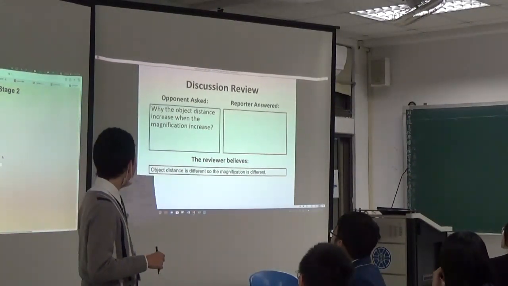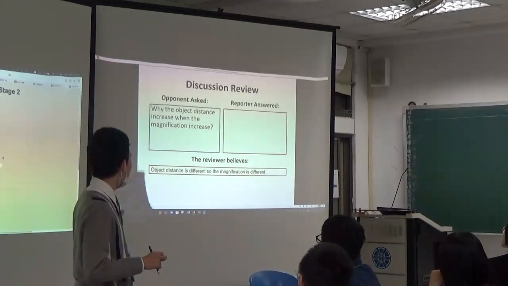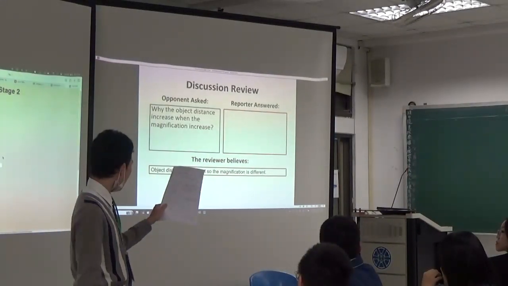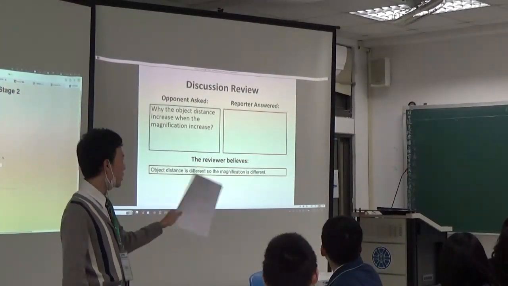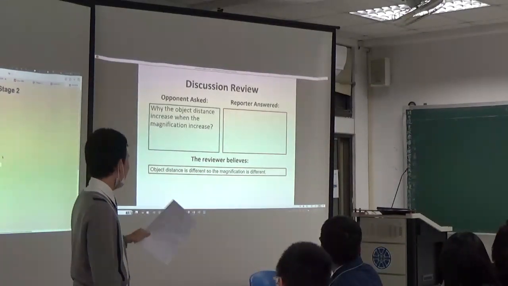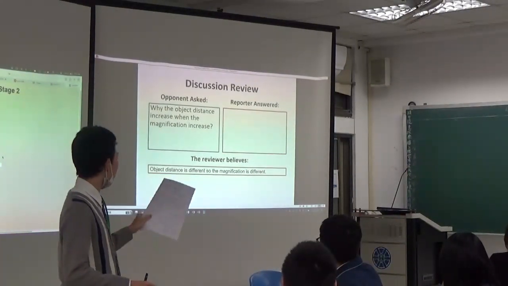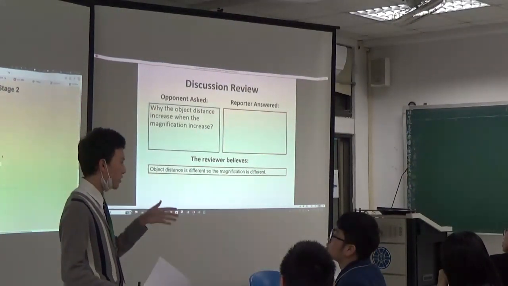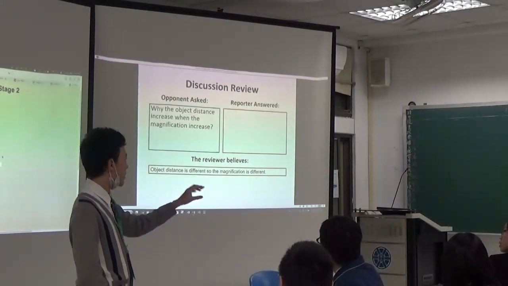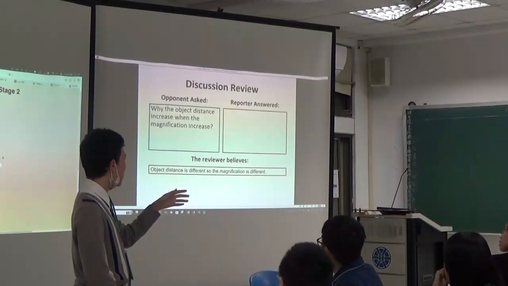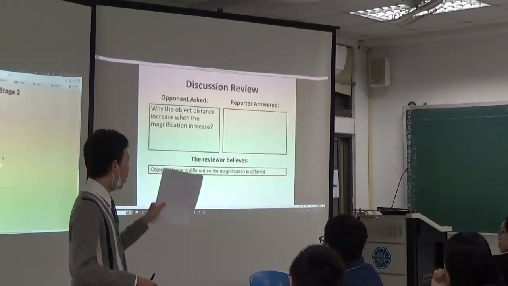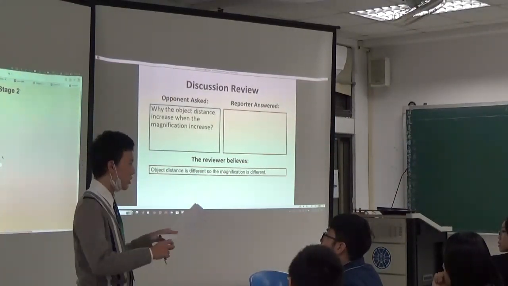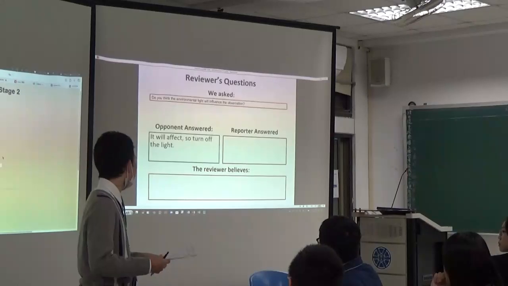Next they asked why the magnification increases when the object distance increases, and the reporter answered that the focal length is the same, and when they change the object distance, the magnification will differ. I believe that in the case they're talking about on the board, they set the same focal length and discussed that the magnification changes if the object distance changes. But focal length will also change the magnification, though they're not talking about that on the board.